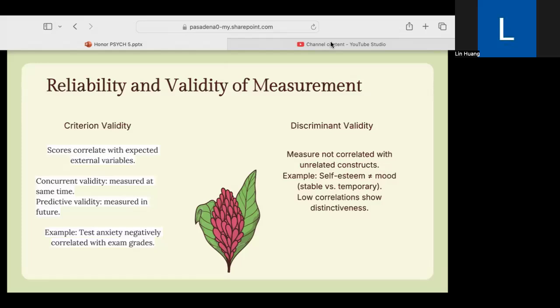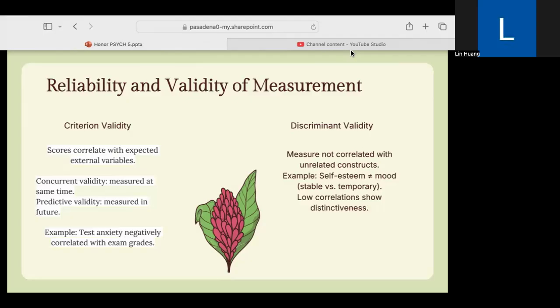Under this validity, there are concurrent validity, measured at the same time, and predictive validity, measured in the future. The example is test anxiety, which should be negatively correlated with exam grades. And the last one is discriminant validity: the measure is not correlated with unrelated constructs, such as self-esteem should not be correlated with your mood.